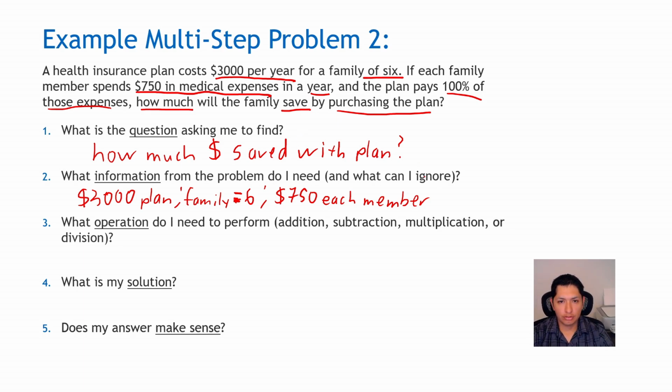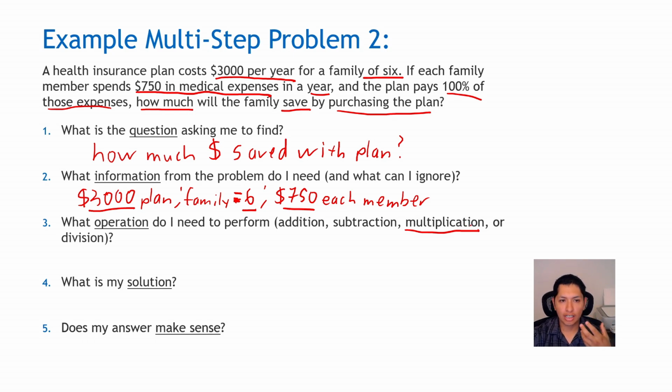So I see 2 pieces of information that I need to compare, right? I need to compare the $3,000 plan cost against how much money each family member spends. To calculate how much each family member spends, I multiply how much each member spends by how many family members there are. This is multiplication.